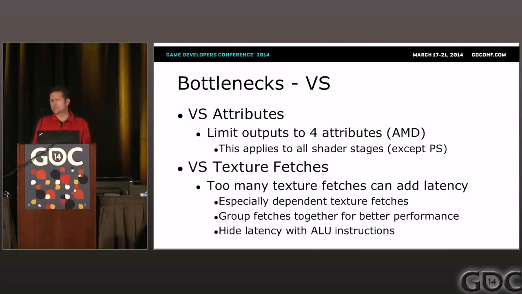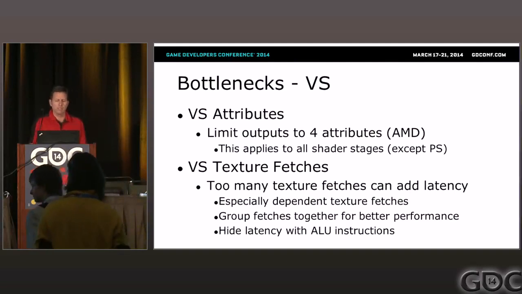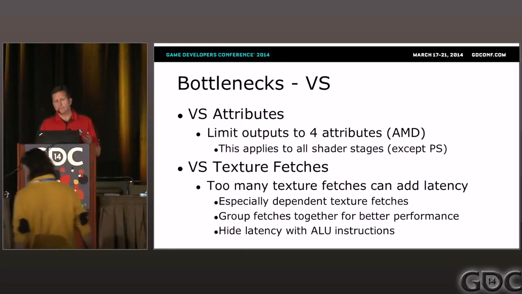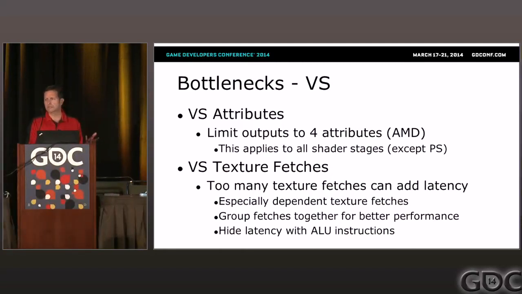Also, texture fetches are something to consider. They can add latency to the vertex shader. In particular, dependent texture fetches, where you're fetching a texture coordinate. One thing to do is to offset those texture fetches with ALU operations to hide the latency. And a good way to do this is to group those texture fetches all at once. So you don't want to do the type of thing where you're doing a texture fetch and then process that data, texture fetch, process the data. You want to just do all the texture fetches first so that you can have that latency hidden.